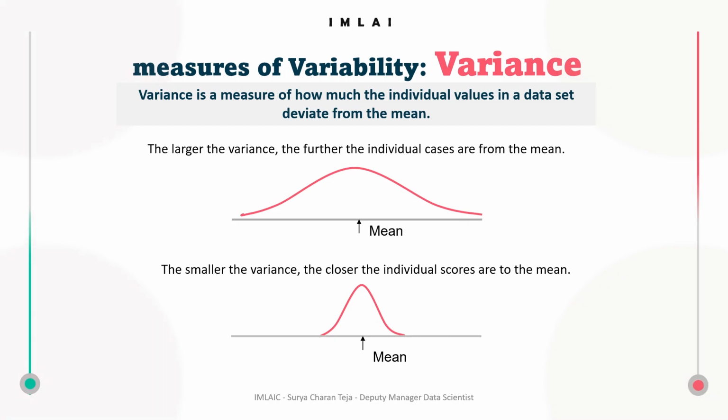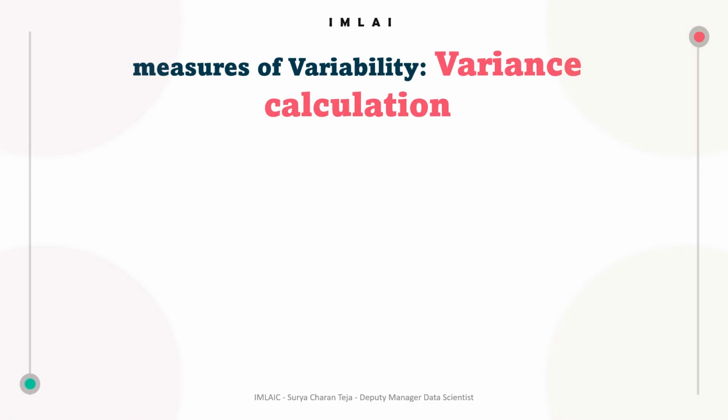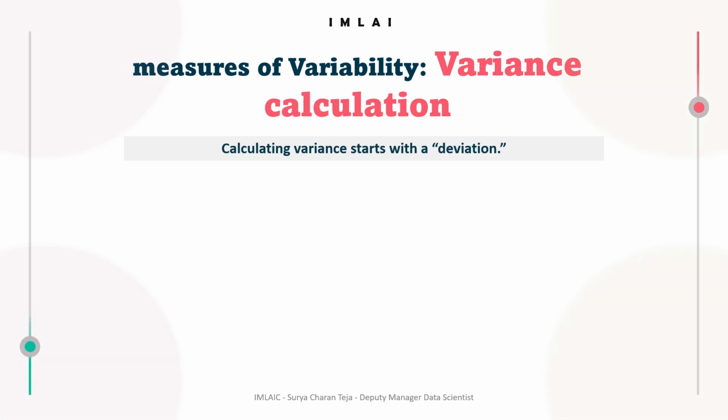So now let's look into the calculation of variance and how to do the variance calculation. As we have discussed earlier, variance is a number which gives the spread of your data set. Variance is a number that at first seems complex to calculate, but it can be calculated. Calculating variance starts with a deviation. To calculate variance, you need to understand what a deviation is.